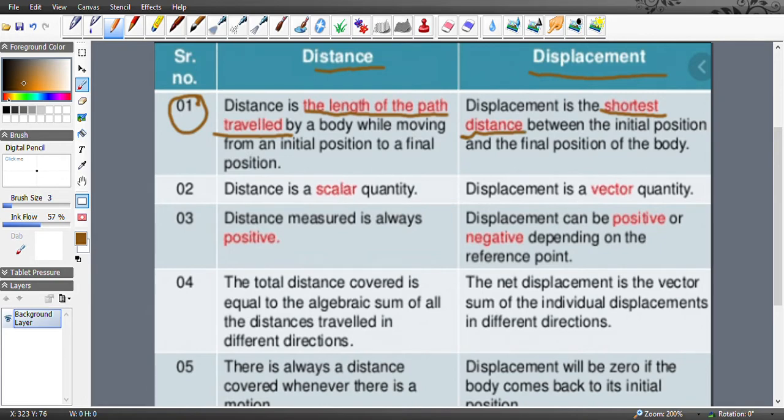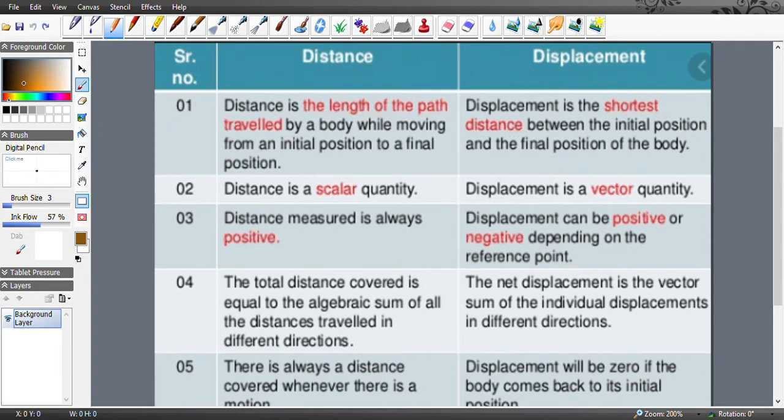So the difference number 1 says that distance is the total length that a body has covered, whereas displacement is the minimum or shortest distance between the final position and the initial position.